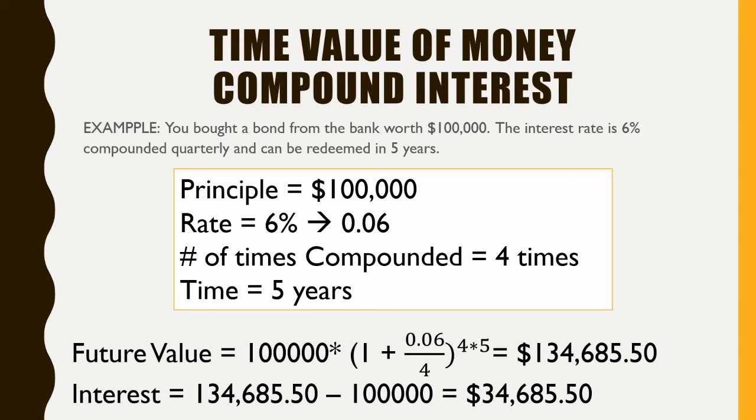So this is the amount that you get if you compound the interest: $4,685.50 more than in the other example. Correct, because in this case you're calculating the interest 4 times a year, versus the other one, which was only once a year.